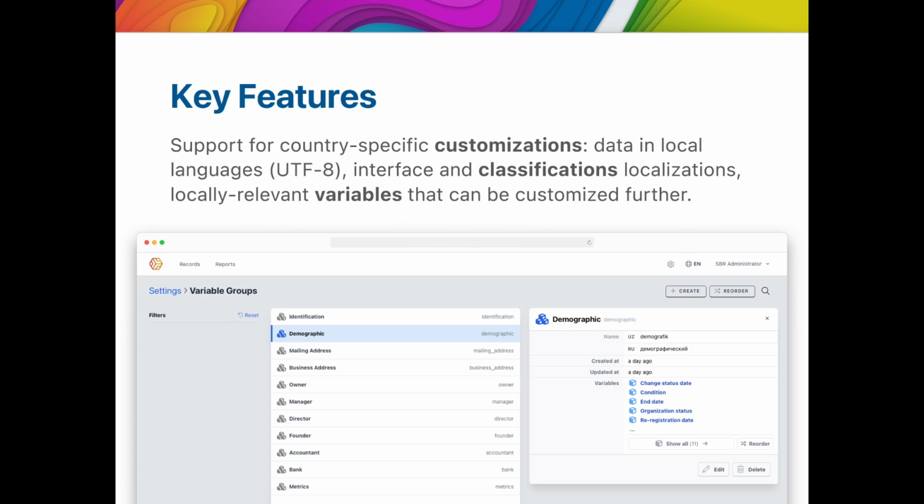The key features of the ADB SBR system is support for country-specific customizations. The data can be in local languages, and the interface and classifications localization can also be added. Locally relevant variables can also be customized further.